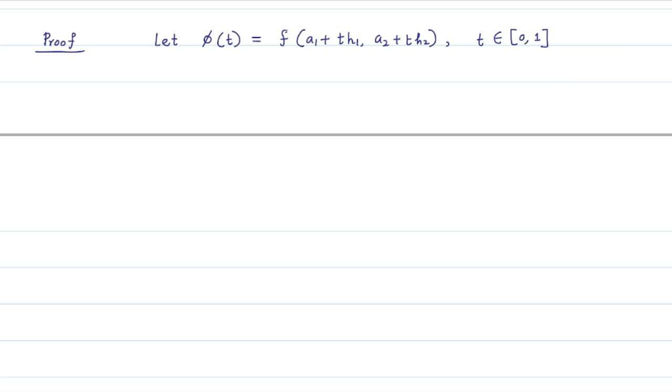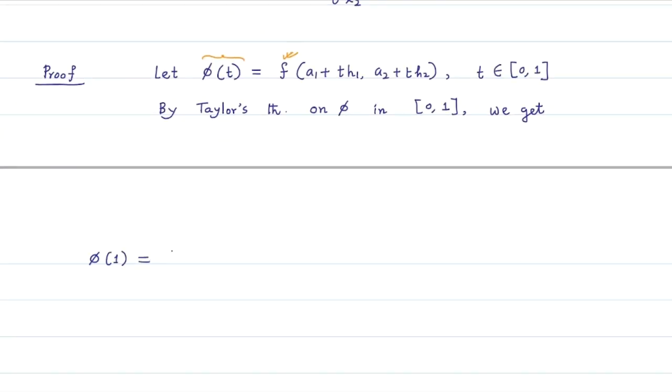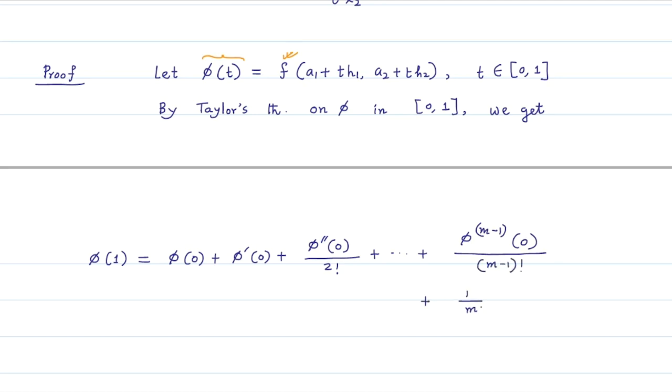Now here, as the function f is assumed to have continuous partial derivatives up to mth order in some neighborhood of the point (a1, a2), the function phi has continuous partial derivatives up to mth order inside the interval closed 0 to 1. And hence, by Taylor's theorem for functions of one variable in the interval 0 to 1, we get that phi(1) is equal to phi(0) plus phi'(0) plus phi''(0) divided by 2 factorial plus so on till the (m minus 1)th derivative at 0 divided by (m minus 1) factorial, plus 1 by m factorial times the mth derivative of phi calculated at some theta, where theta is some real number between 0 and 1.